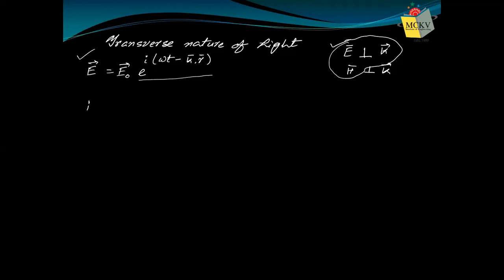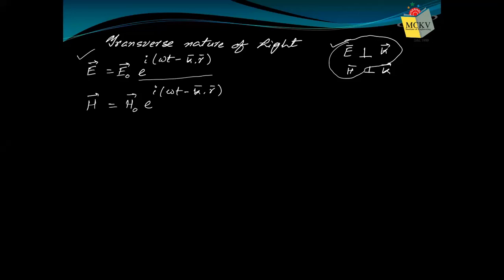Similarly, H can also be written in terms of a wave, because we have observed that H also has a wave equation. So again, we can write H as some constant, I do not know what that constant value is, times e to the power i(omega t minus k dot r). I do not know in which direction the wave is propagating. I only know that E and H can represent a wave, so we can write them in terms of amplitude and phase like this.